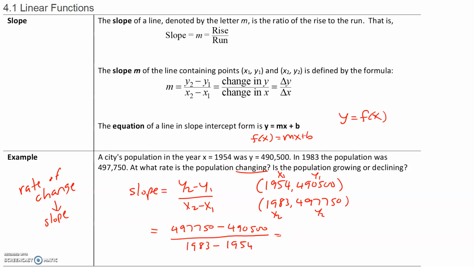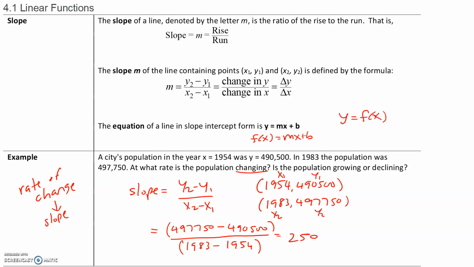Now you can put this in a calculator. When you do that, be careful to use parentheses for each the numerator and denominator. Otherwise, you will have a calculation error. So anytime you put this in a calculator, put parentheses: 497,750 minus 490,500. And on the denominator, you're going to divide that by, once again, please use parentheses, 1983 minus 1954. And this gives you a slope of 250.